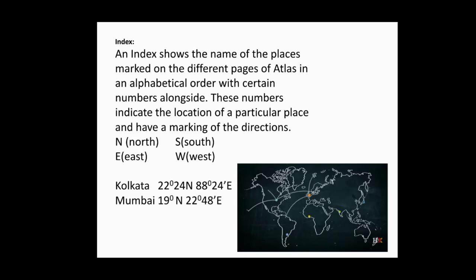For example, Kolkata 22 degree 24 N and 88 degree 24 E, Mumbai 19 degree N 22 degree 48 E. Like this, you just refer in your atlas and find it out.